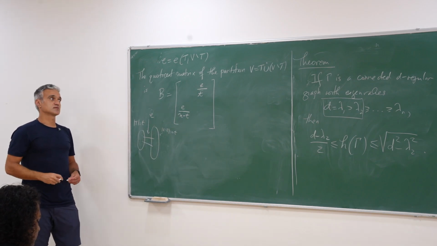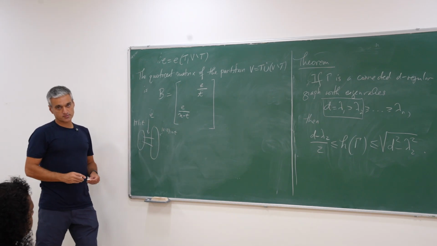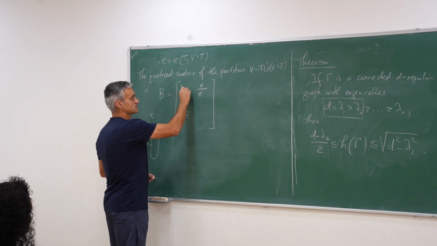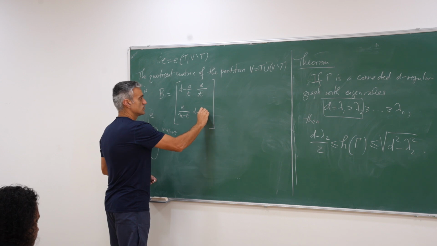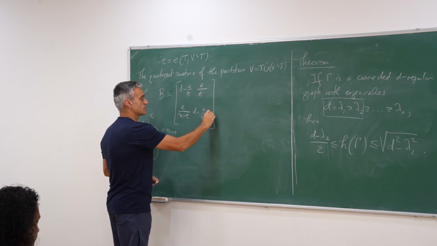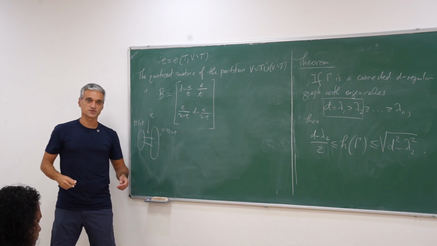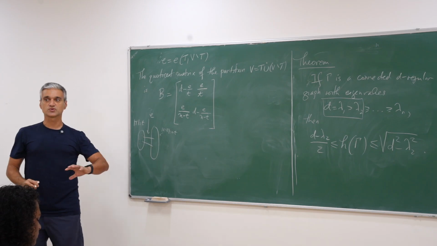And this is a D-regular graph, and we argued before the sum has to be D, so here it fills up by itself. This is D minus E over T, and this is D minus E over N minus T. It's the same matrix that I did for edge connectivity. It's the same matrix. Okay, now we are going to look at something else.